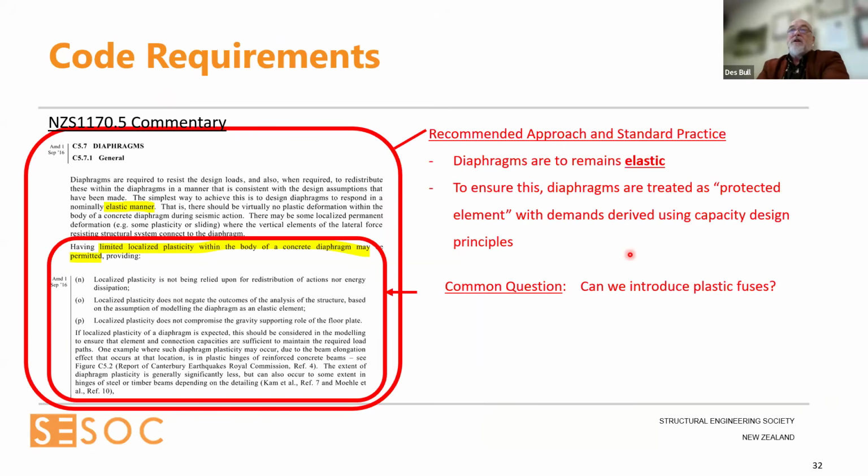So it says in the standard, localized plasticity within the body of the concrete diaphragm may be permitted. So the question is, do we introduce fuses? Plasticity? No, we try not to, but localized plasticity is okay. As it says, it's typically things like where elongating beams have stretched the floor plastically locally at the corner. That sort of plasticity is fine, but you don't want a diaphragm which has a plastic hinge the depth of the floor in it.